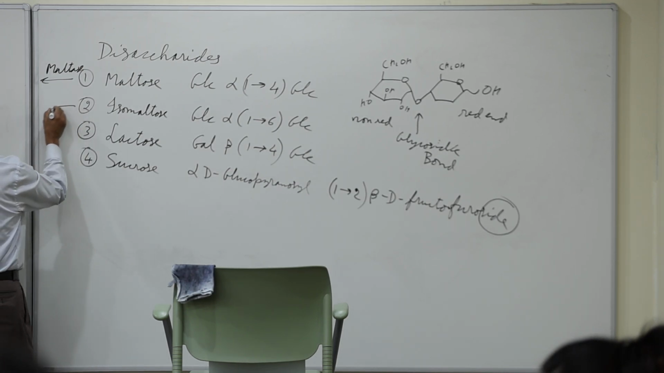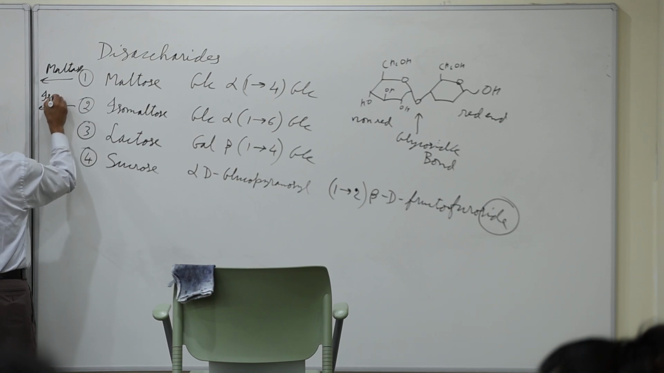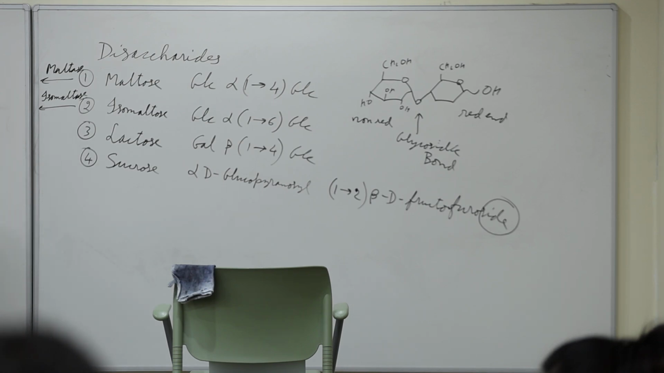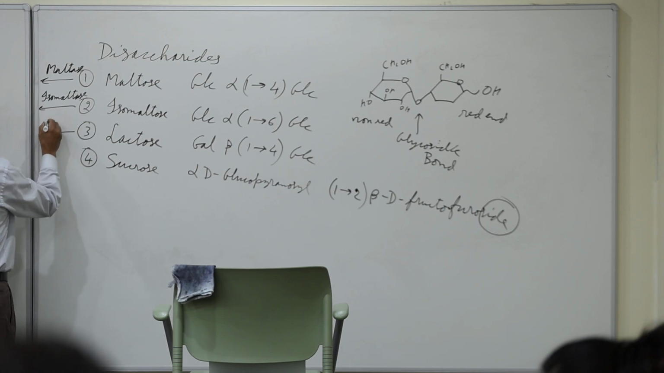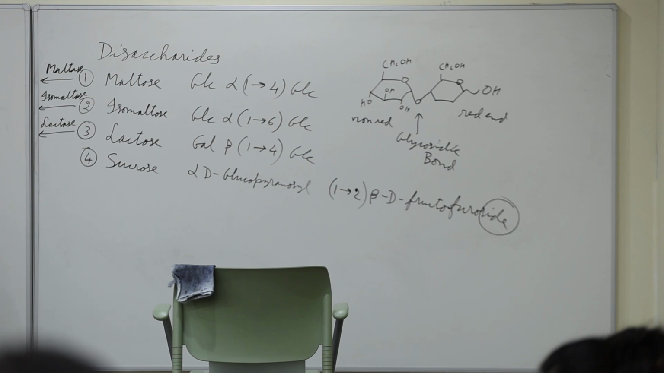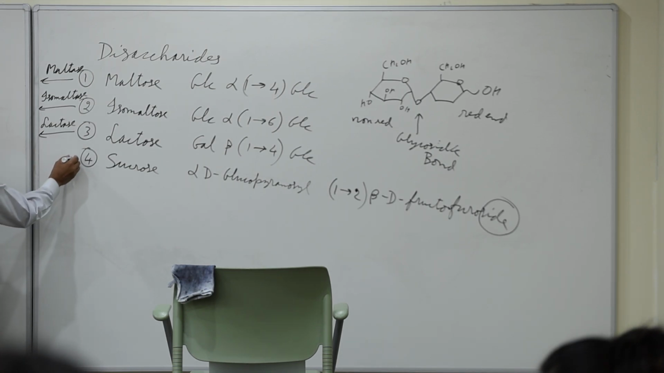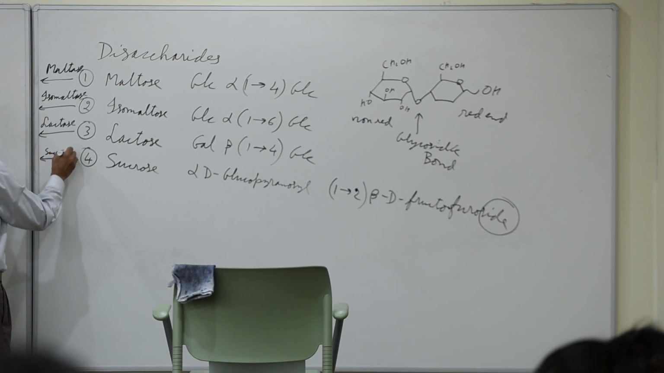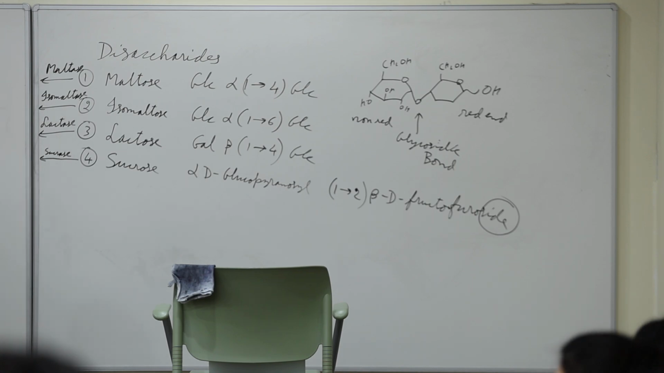In the same way, there is an enzyme called isomaltase that breaks down isomaltose. There is an enzyme called lactase that breaks down lactose, and there is an enzyme called sucrase that breaks down sucrose. So these are broken down to monosaccharides, which are then absorbed.